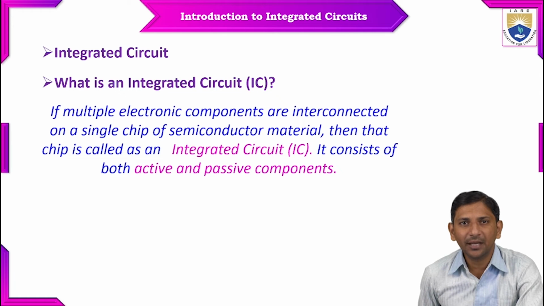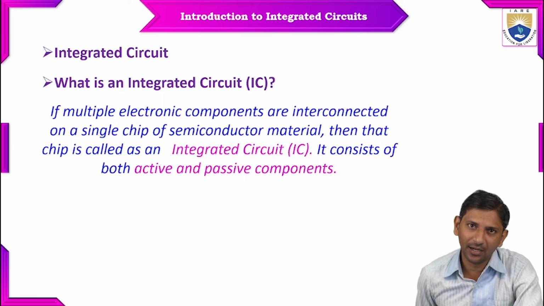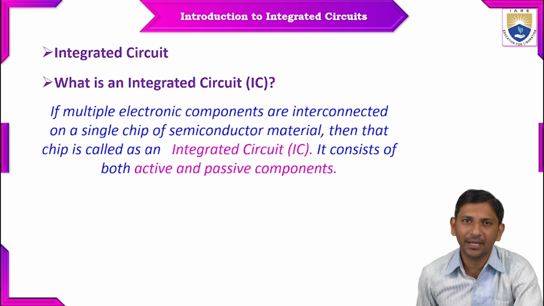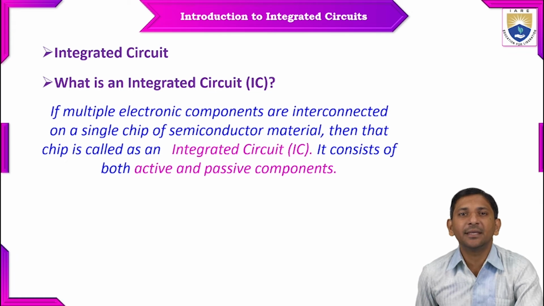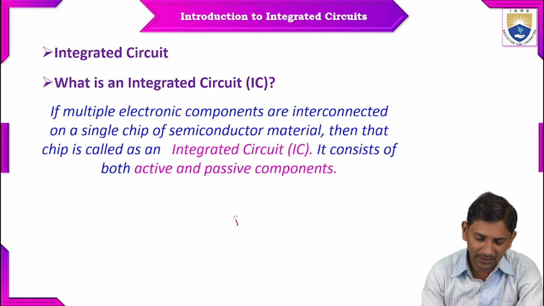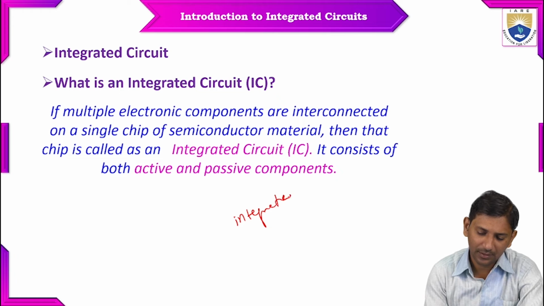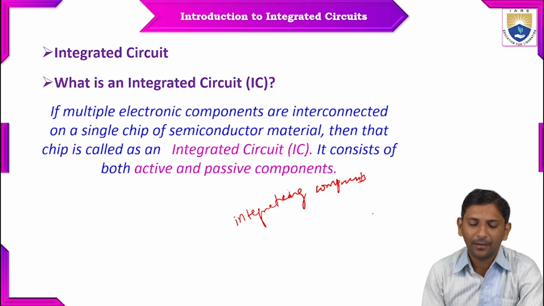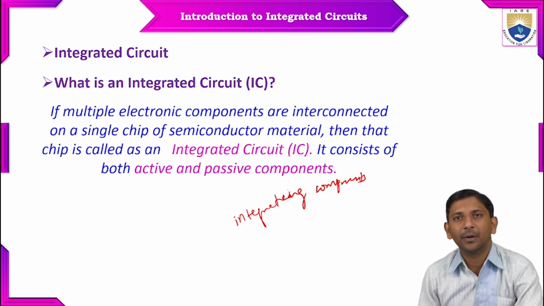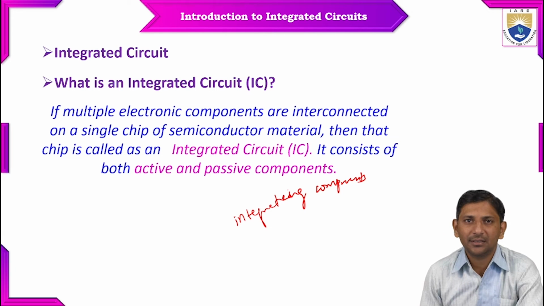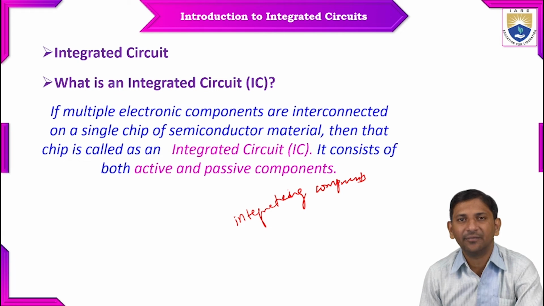Any semiconductor electronic components, not only electronic, any semiconductor components, connected as a circuit in a single block or single chip, is called an integrated circuit. Integrating components. What do we mean by components? Any electronic semiconductor components, active or passive. What are the active components? Transistors, diodes, Zener diodes, FETs, etc.